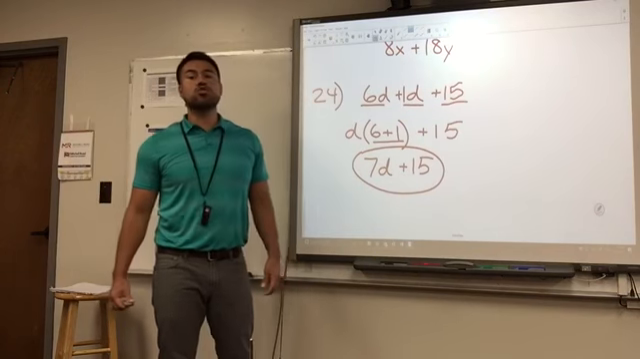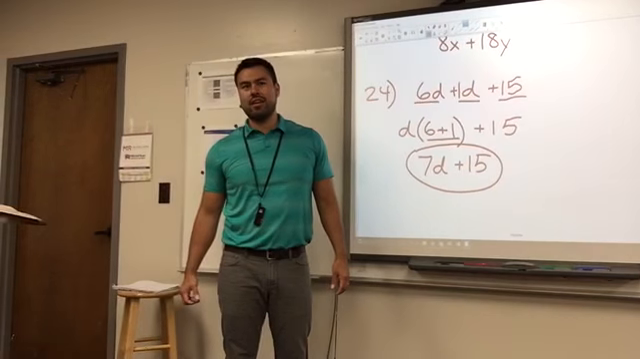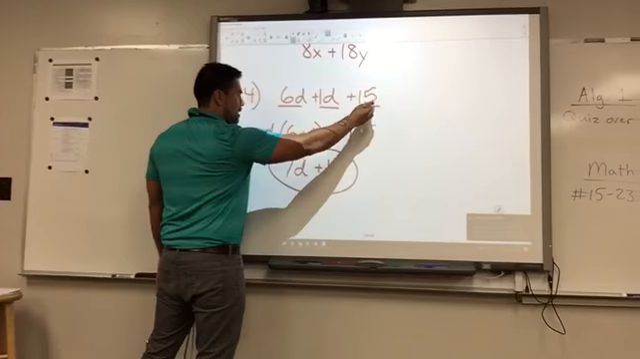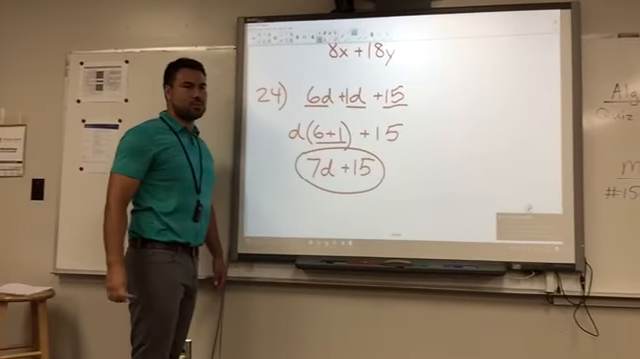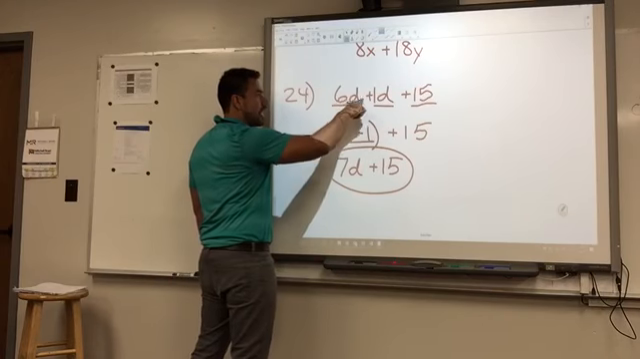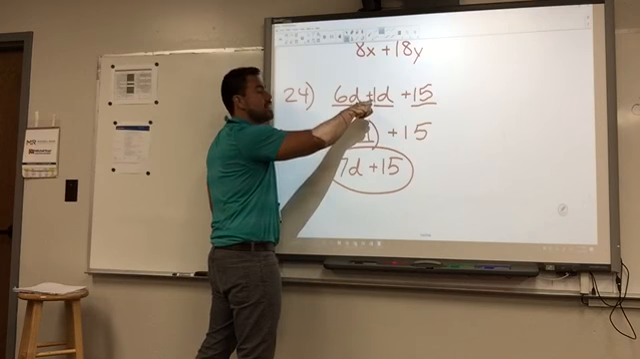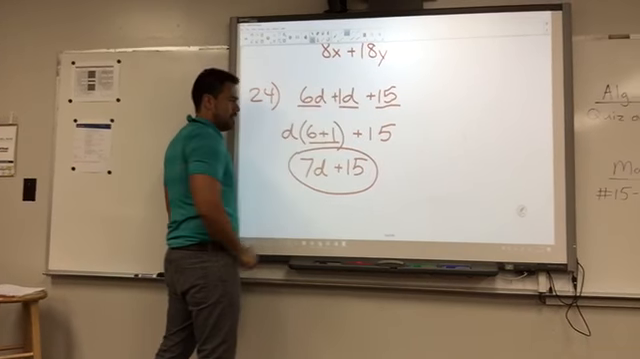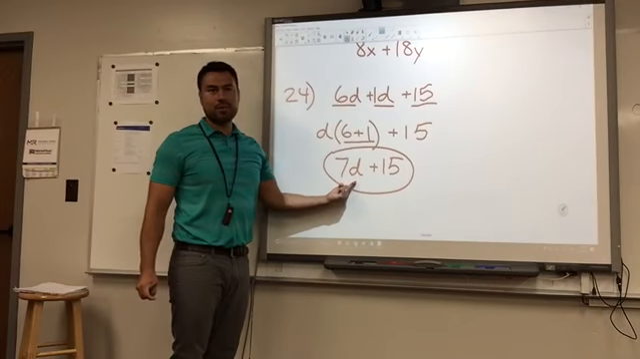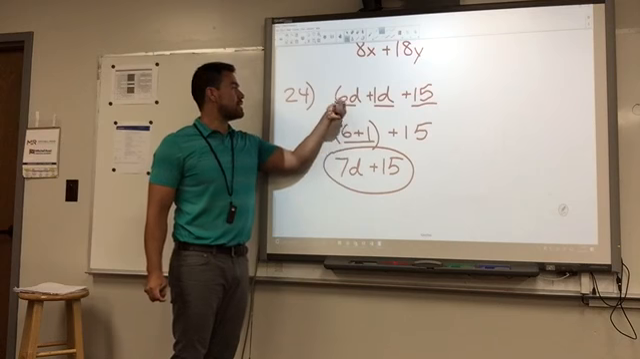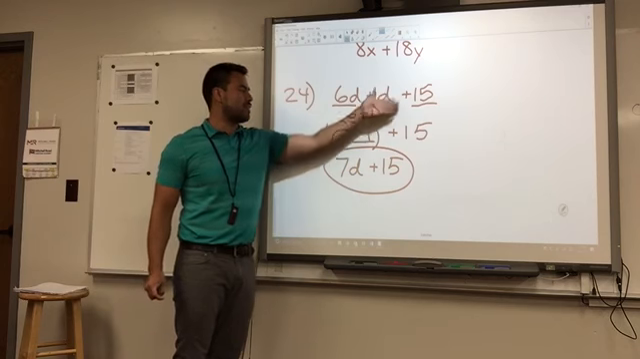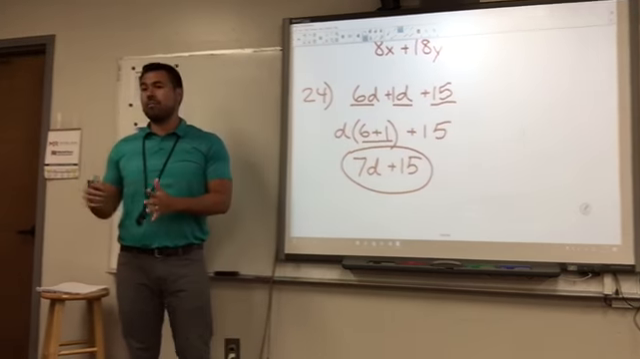Okay, let me show you the shortcut. You want to see the shortcut? Yes. Okay. Look at the original problem. Could you identify the like terms? Yes. Right there. This one has a 6D, and that one, although it wasn't written, has a 1D. What's 6 plus 1? And don't they keep the same variable? So what's 6D plus 1D? 7D. And then the 15 just stays with it because it can't be combined.